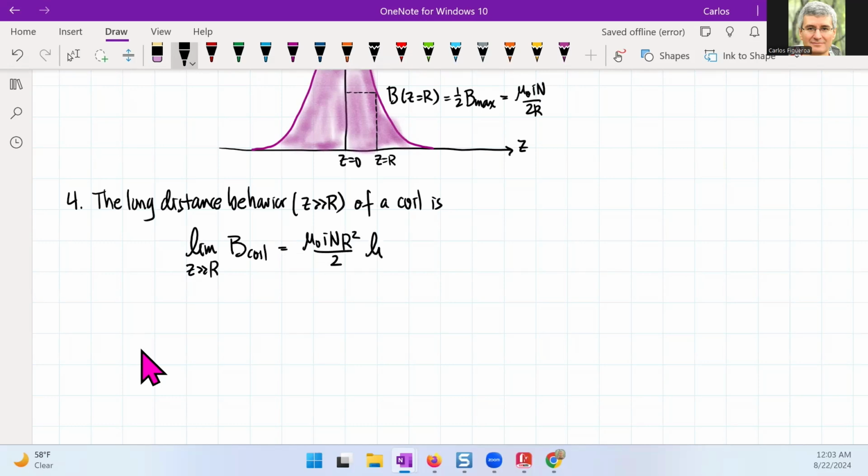And then I'm looking at the limit as Z is getting much bigger than R of this quantity to the 3/2. So if I put this all in, we're going to see that I can approximate this thing to mu naught I times N R squared over 2Z cubed. So this is proportional to 1 over Z cubed.